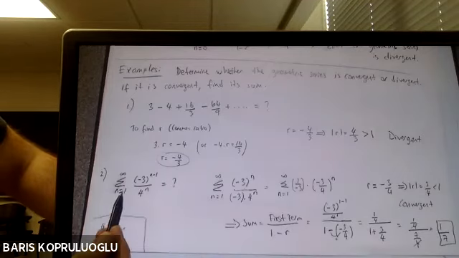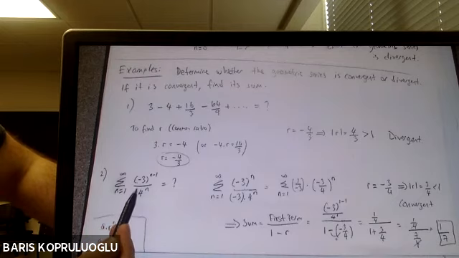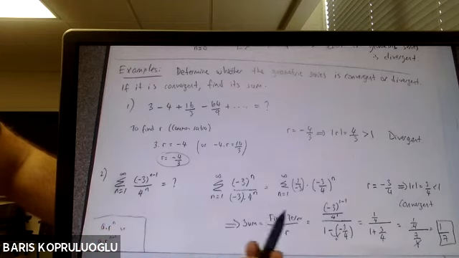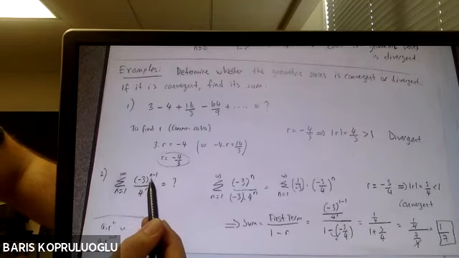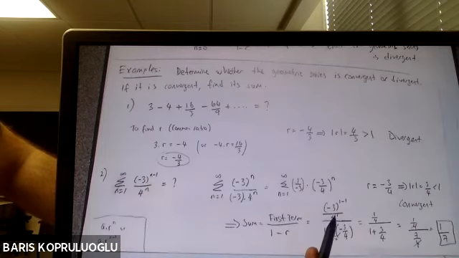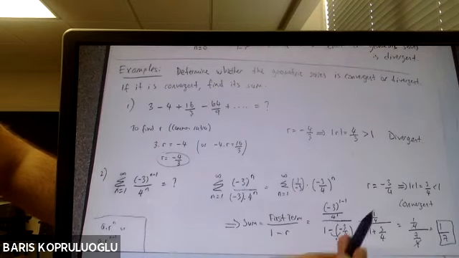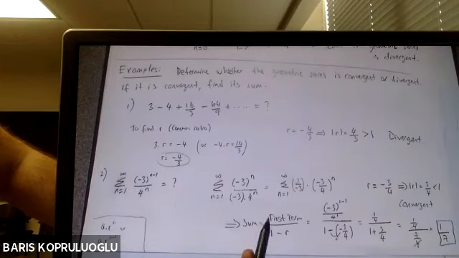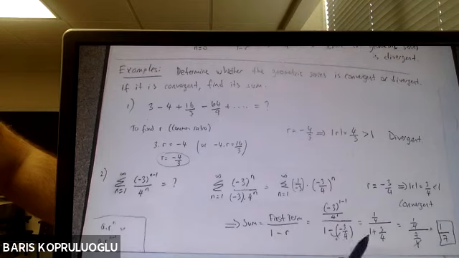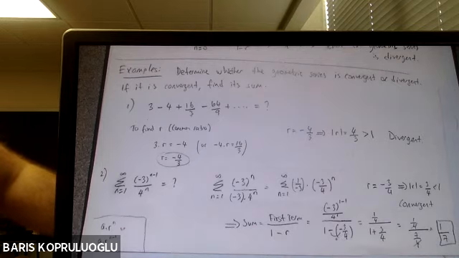You need to plug 1 for n to find the first term, which I did. If you plug 1 for n in that, you will have -3 to the power of 1 minus 1, which means -3 to the power of 0, which is 1, over 4 to the power of 1. And the common ratio, we know that it's -3/4, so I just plugged it in for the common ratio, and the rest is basic algebra.